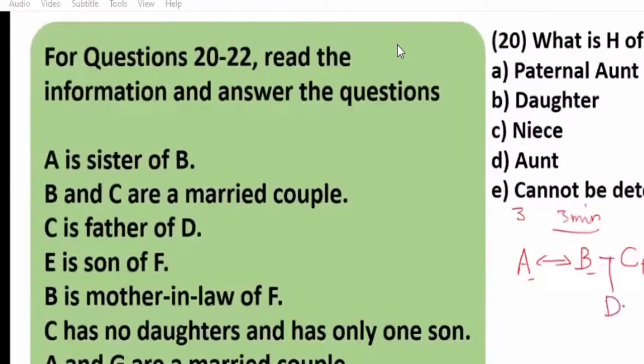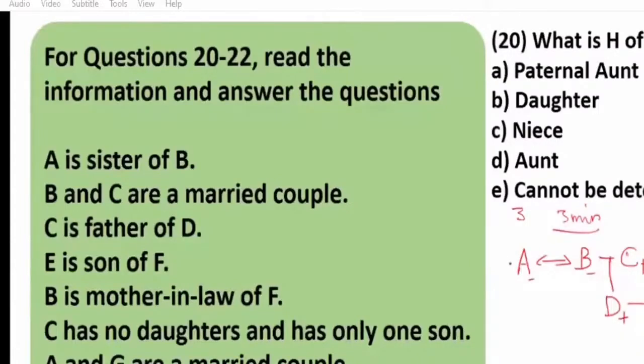C is father of D, okay. B is mother-in-law of F, okay. C has only one son, this is D, and no daughters, so mother-in-law of F. B is mother-in-law of F, so wife is F and B is mother-in-law of F.